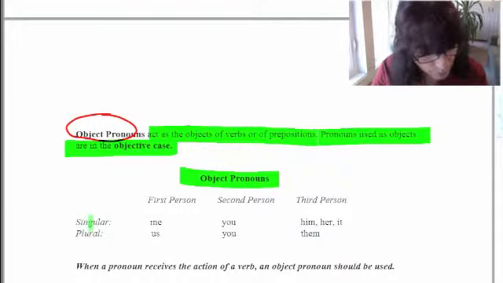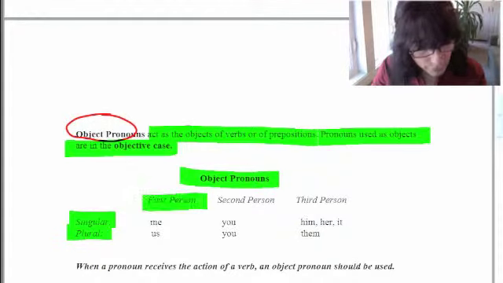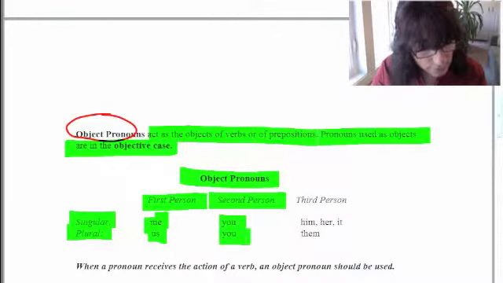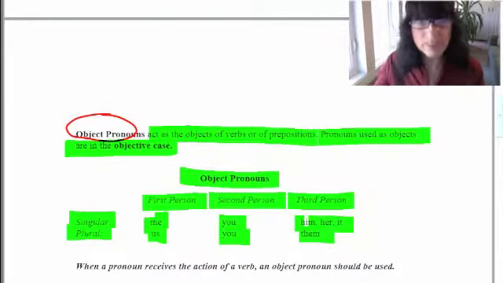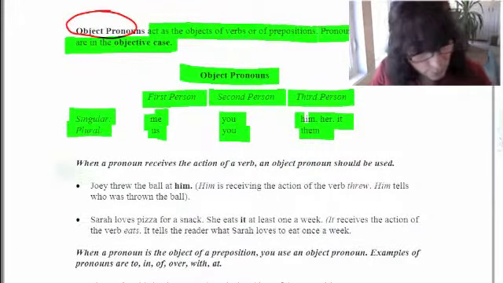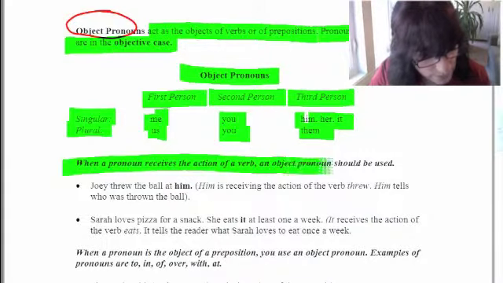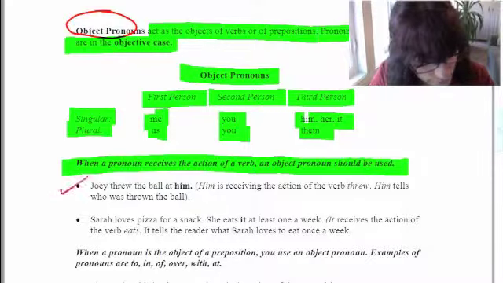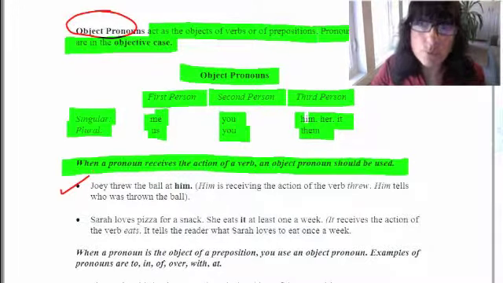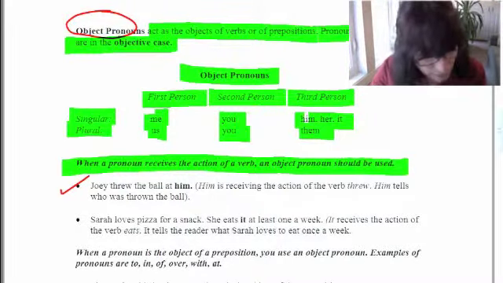So here are object pronouns. We've got both singular and plural. In the first person, the singular is me, but the plural is us. In the second person, the singular is you, and the plural stays the same. And in the third person, the singular is him, her, or it, but the plural would be them. Okay? And let's look at some rules here. When a pronoun receives the action of a verb, an object pronoun should be used. And let's give an example, because sometimes rules are confusing, but examples help to clarify.